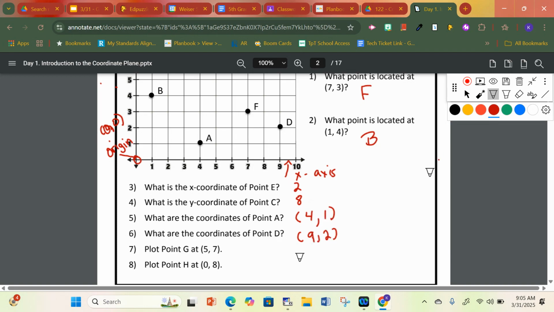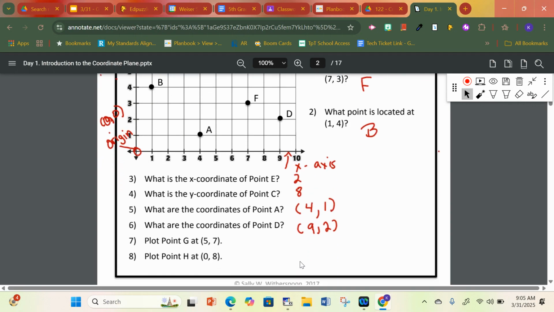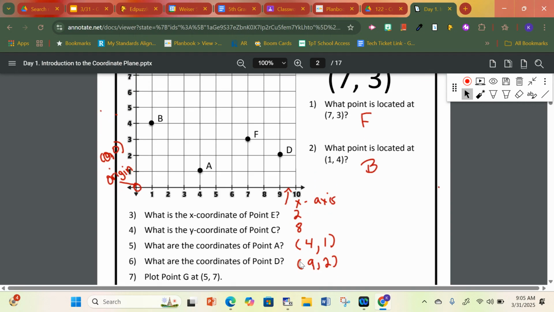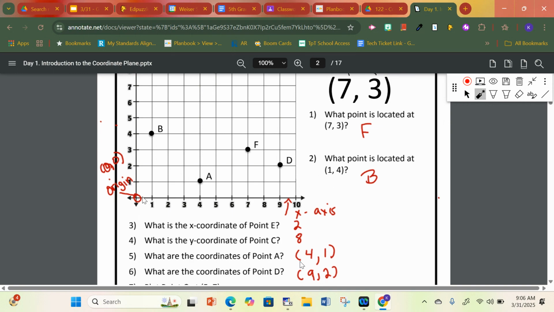Okay. Now we're going to plot one on the grid. We're going to plot G, which is 5, 7. So how far do I go over? 5. And how far do I go up? 7. And it's going to be where? Right there. And what are we supposed to name it? G. Thumbs up when you have that written.